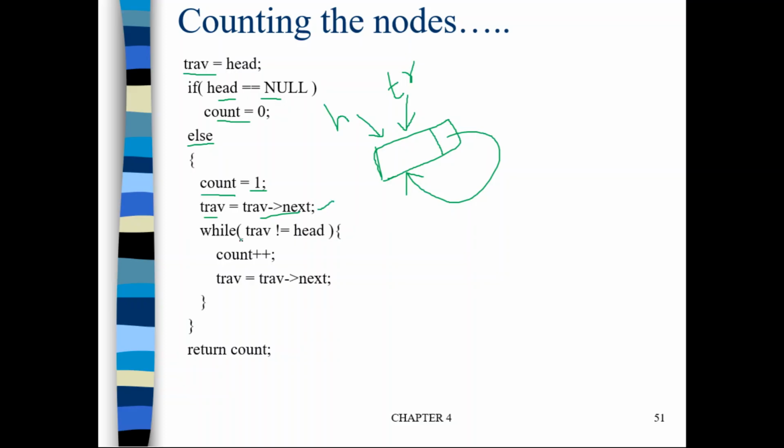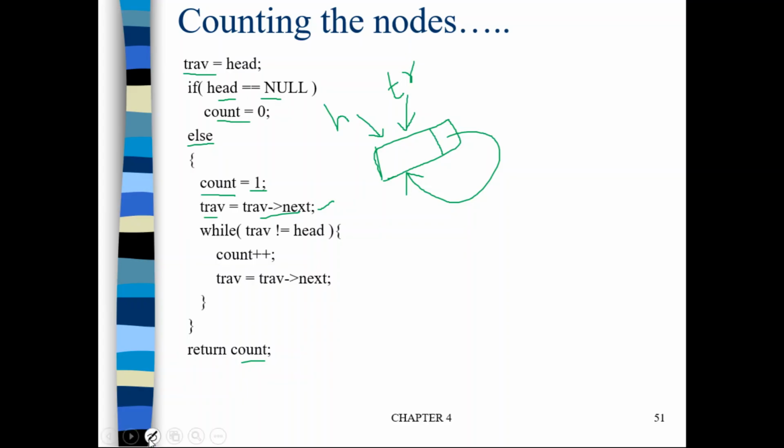So then what we are doing, while traverse not equal to head, but actually traverse is equal to head, traverse is pointing where head is pointing. So it will come out and it will return count. But what is count? Already we made count as 1. So one node it returns correctly. This is the case if there is only one node.